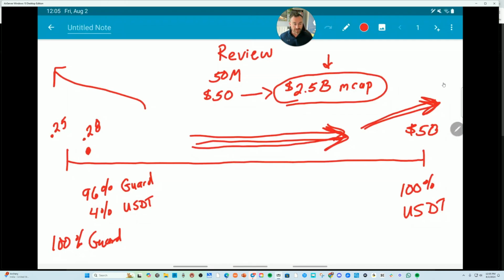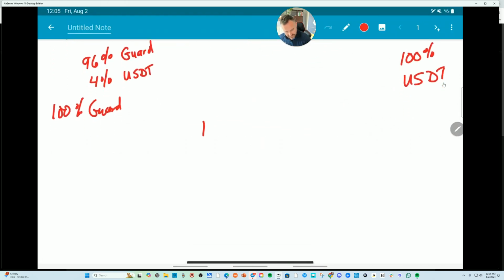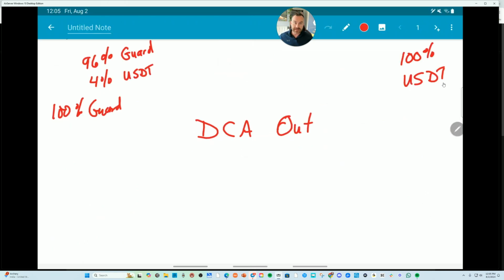Now, the net effect of this is DCA out, okay? Now, technically, that's not what's happening, right? A true DCA out would be, I bought 10,000 worth of naked guard, and as the chart pumps, I sell 1,000 worth, or I sell 1,000 tokens, and I sell 1,000 tokens, and I sell that. Like, you just sell little bits on the way out, okay? That would be a true DCA out.